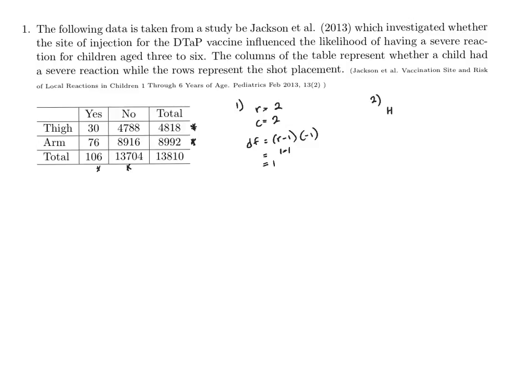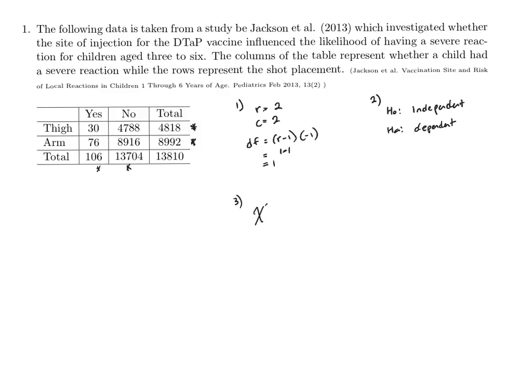Next step, I'll go ahead and write down my hypothesis. My null hypothesis is I'm assuming these things are independent, and I have to assume that because that's how I calculate my expected values. So literally, I'm using independence as an assumption to calculate my expectation. HA is I'm going to try and prove they are dependent.